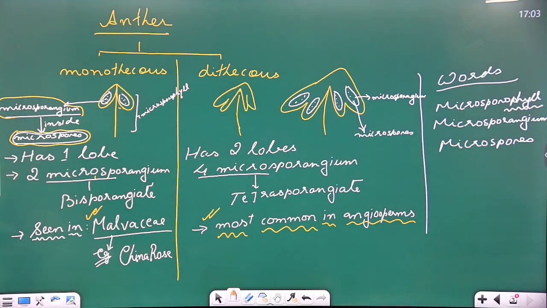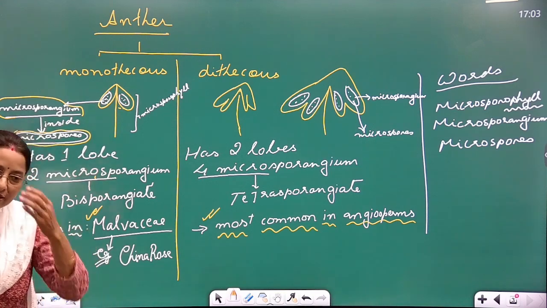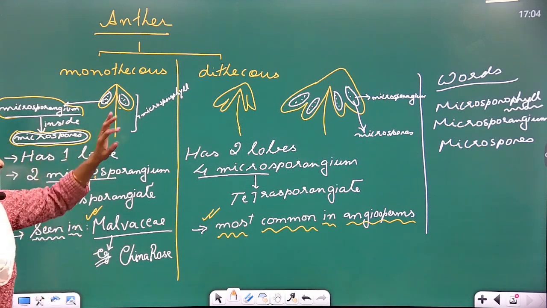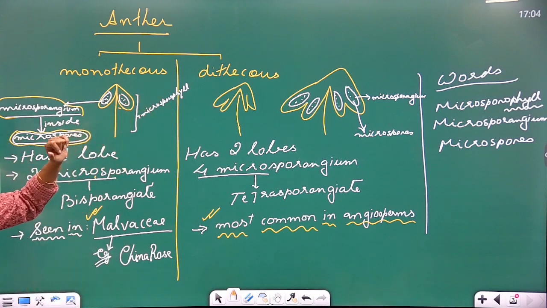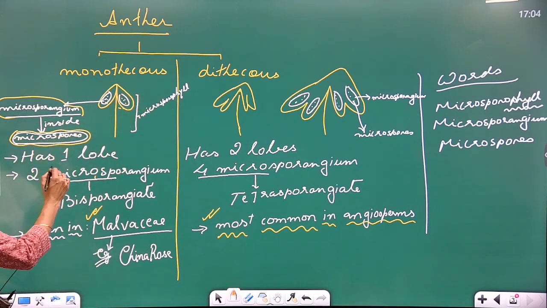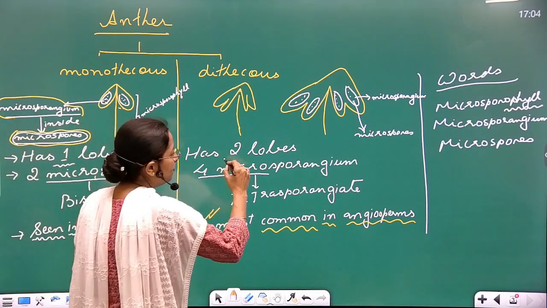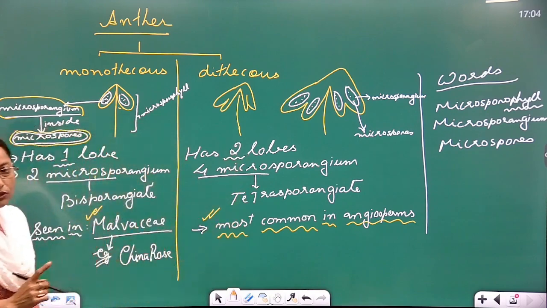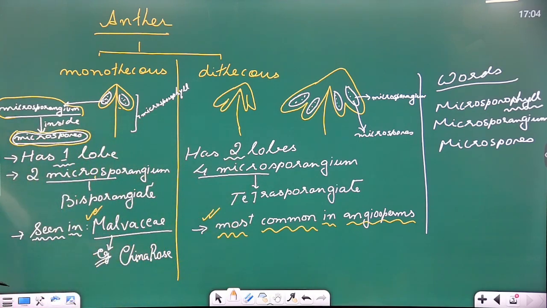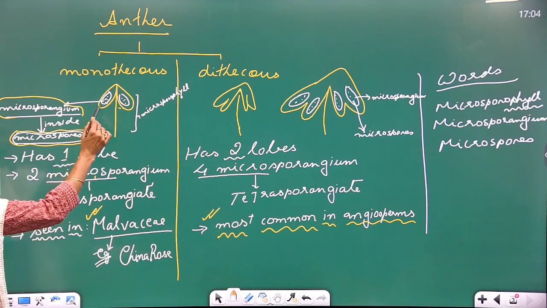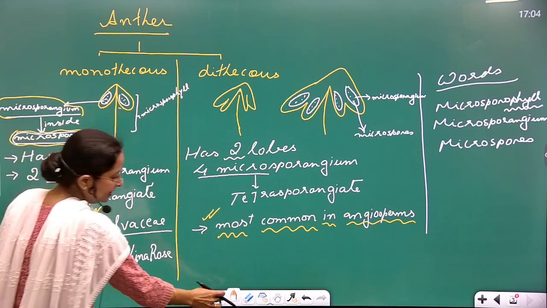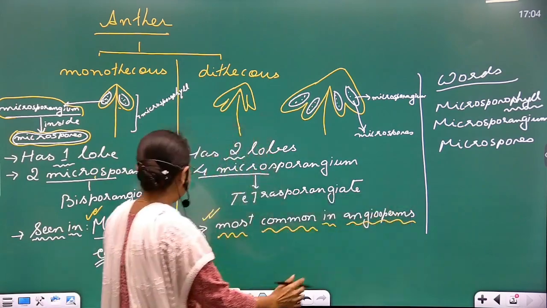So, anther বিলাক কেনেকুৱা type? দুটা type. Monothecous anther or dithecous anther. Which condition is common in angiosperms? Dithecous anther is common in angiosperms. In a monothecous anther, lobes কেইটা থাকে? Single lobe, right? Dithecous antherot lobe কেইটা থাকিব? দুটা. Monothecous antherot microsporangium কেইটা থাকিব? এটা আৰু দুটা, right? সেইকাৰণে আমি এটা word use কৰিছো চোৱাচোন.